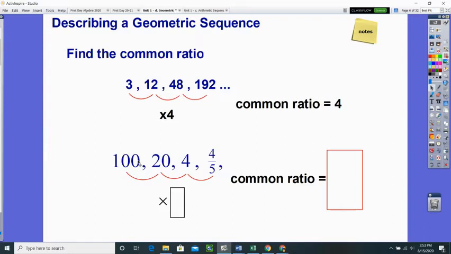But when we're working with geometric sequences, we're not going to talk about dividing. We're going to talk about multiplying. Dividing by 5 is the same thing as multiplying by the reciprocal, which would be 1/5. So the common ratio would be 1/5. So with geometric sequences, we're always going to come off the multiplication side.